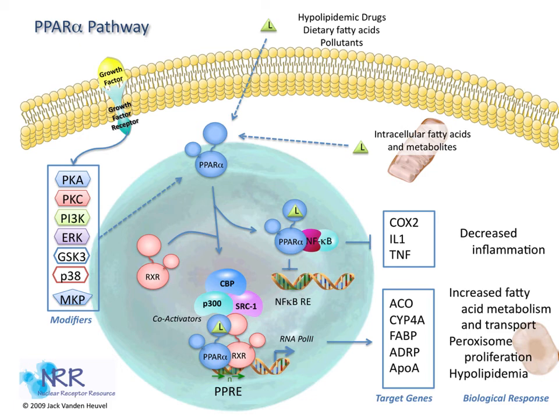So lipid-lowering drugs, dietary fatty acids, and some pollutants, which we won't talk about today, can enter the cell and bind to PPAR alpha, which complexes with different things, in both cases leading to changes in gene expression. Through this pathway, you have reduced inflammation because you're inhibiting expression of these. Reducing inflammation is really good if you have atherosclerosis or diabetes. Through this pathway, the genes that are expressed increase fatty acid metabolism, lower lipids.